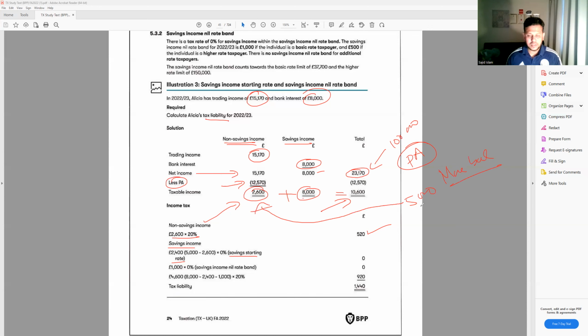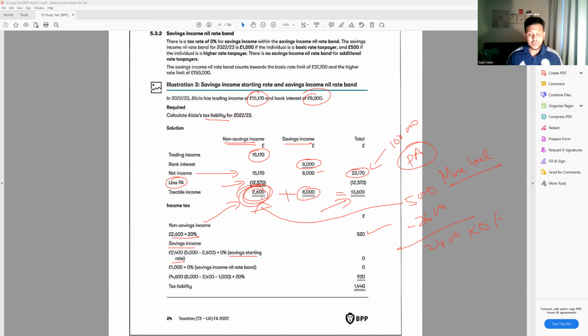So from the 5,000, I have to minus any non-savings. I have non-savings income of 2,600, so I minus the 2,600. From the 5,000, I have only 2,400 left that I can use at the zero rate. Remember that 5,000 is the maximum for the starting savings nil rate band, but it will be reduced by any non-savings income we have after the personal allowance.